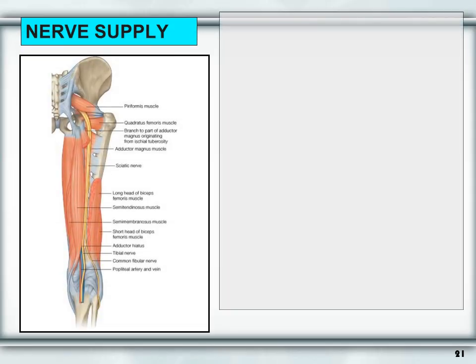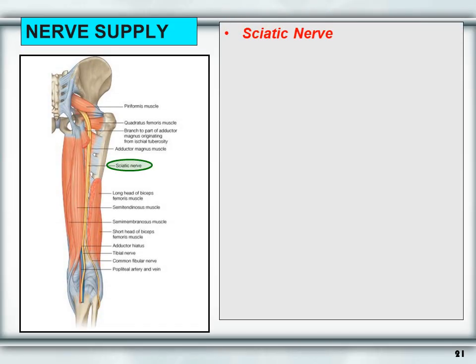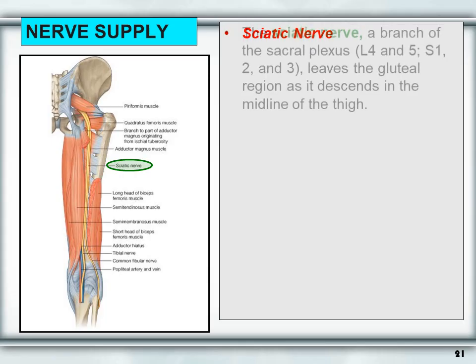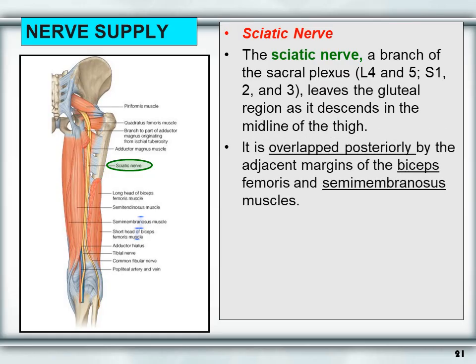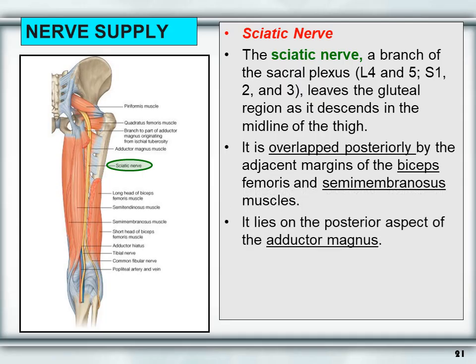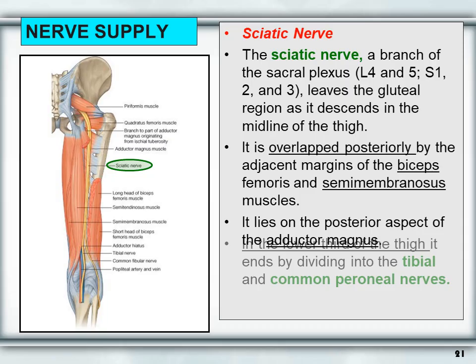Nerve supply of the posterior compartment: the sciatic nerve passes from the gluteal region to the posterior compartment of the thigh. The sciatic nerve arises from the sacral plexus, L4, L5, S1, S2, and S3, at the level of the gluteal region and descends in the midline of the thigh. It is overlapped posteriorly by the adjacent margins of the biceps femoris and semimembranosus muscles, with the biceps femoris on one side and semimembranosus on the other. It lies on the posterior aspect of the adductor magnus.